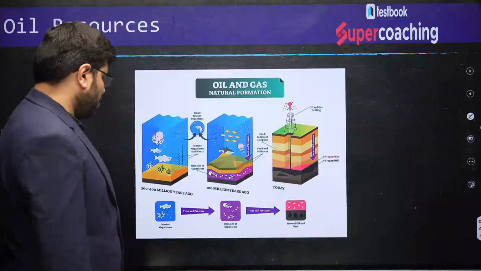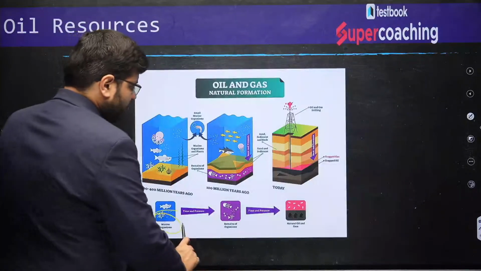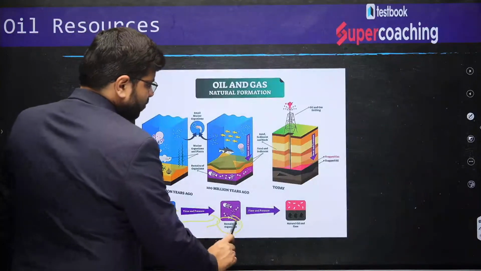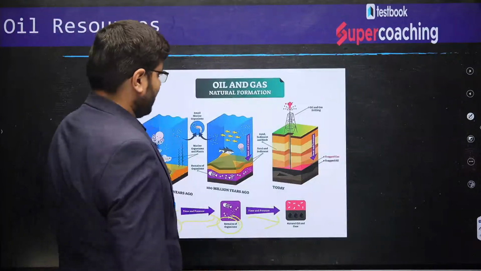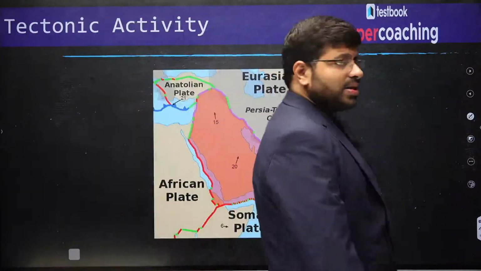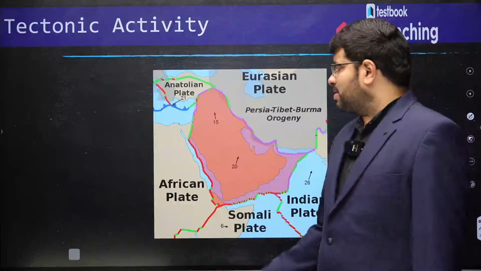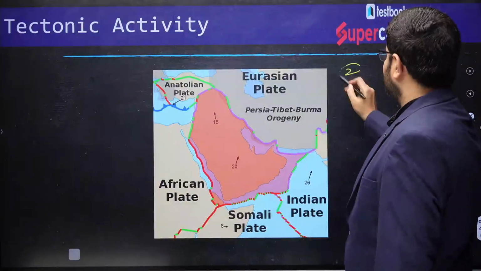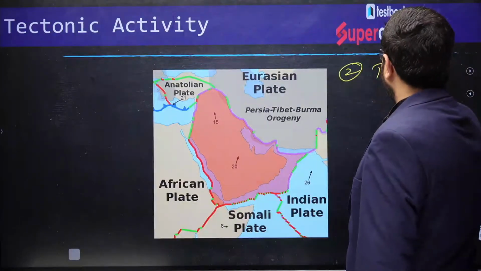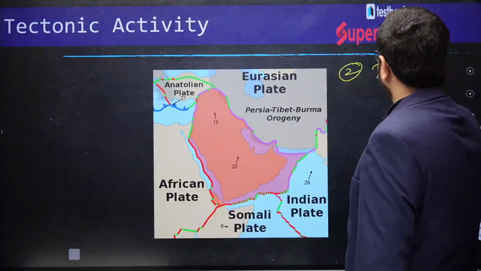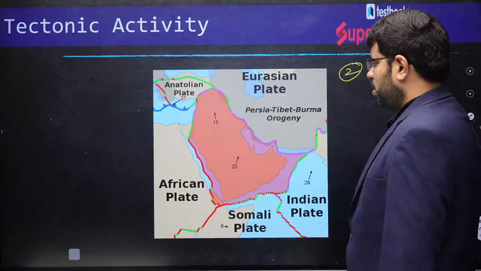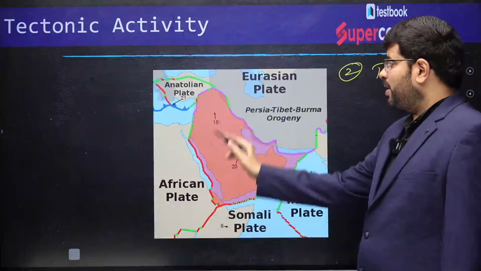As you can see, the marine organisms convert into fossils, which slowly get trapped into natural oil and gas. How? The second thing you need to understand is the tectonic plates, the tectonic activity. If you see the Middle East, it is part of many plates.